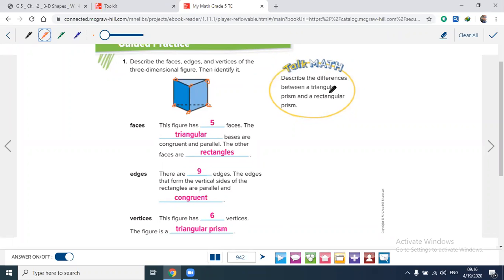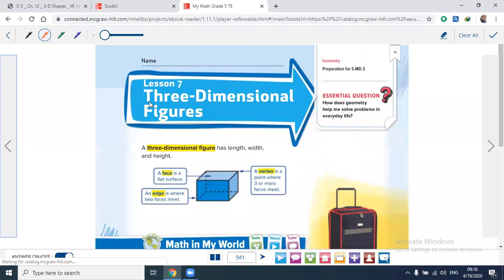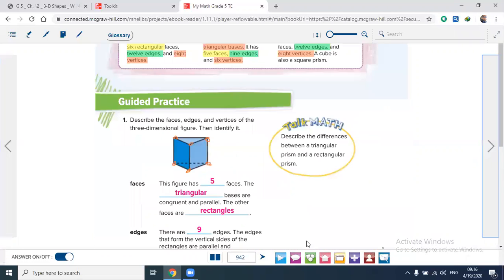Okay. Someone asked us, maybe he joined us late. The name of our lesson is 3D figures, 3D dimensions, page 941. Okay. Someone raised his hand.